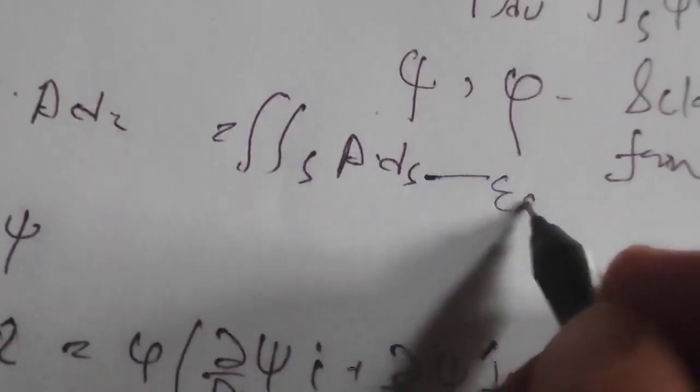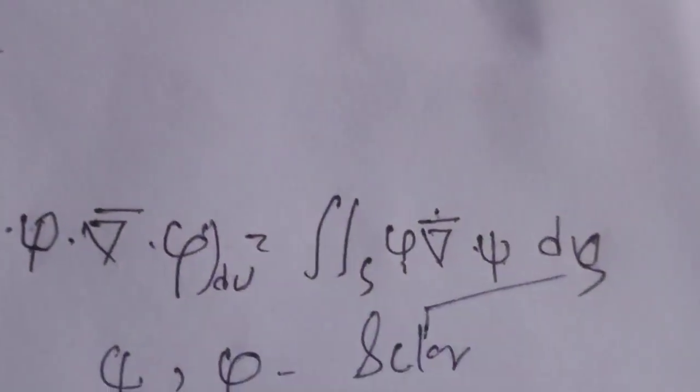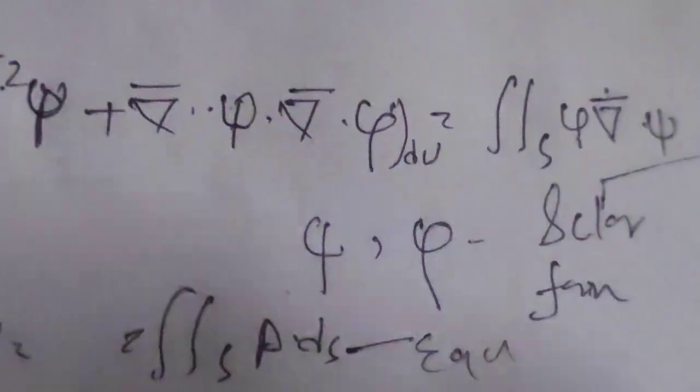So this is the overall Green's theorem, which is very beautiful. And here phi and psi are scalar functions.